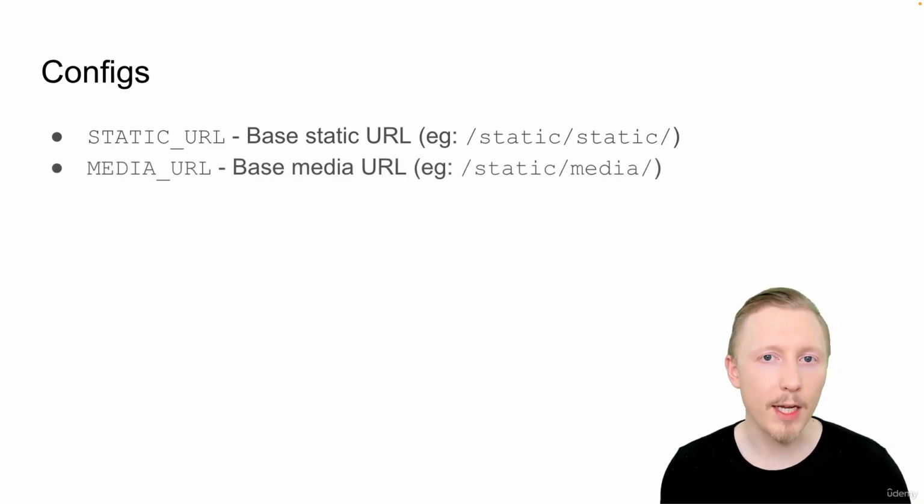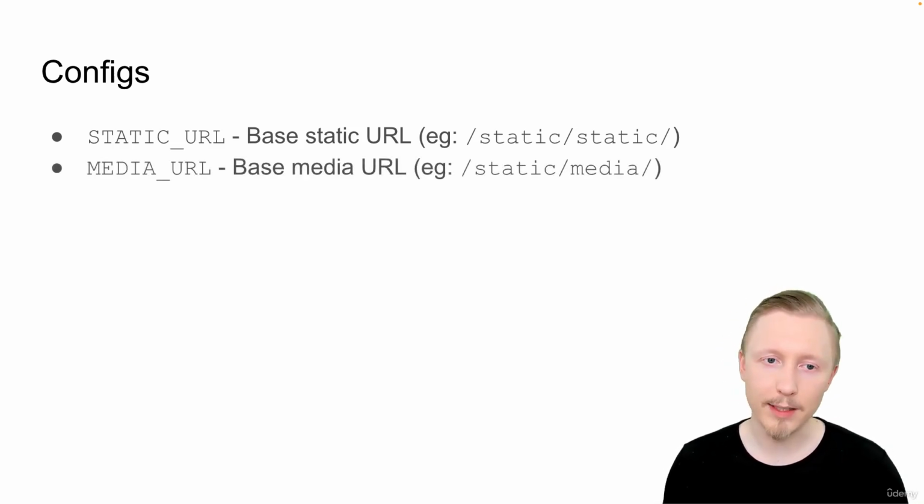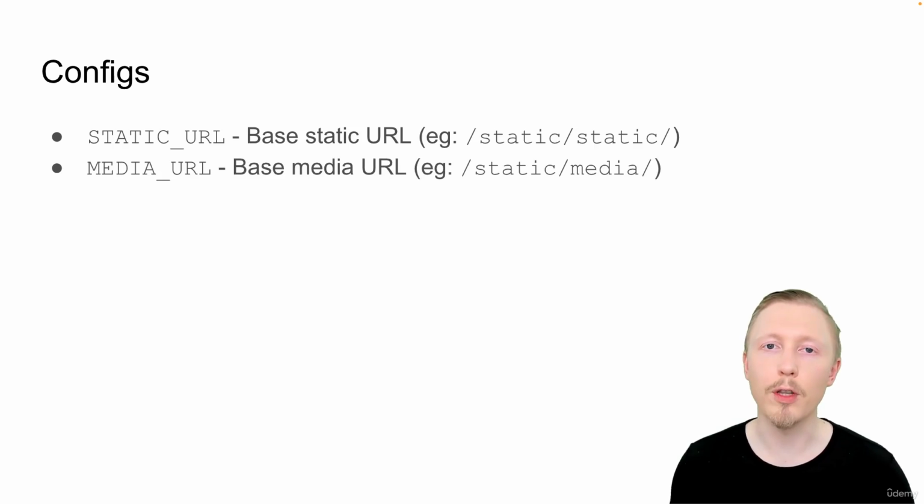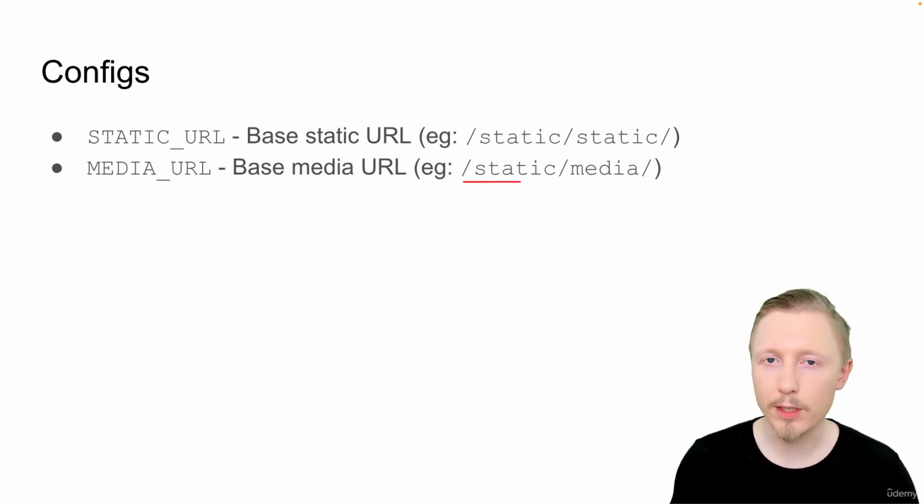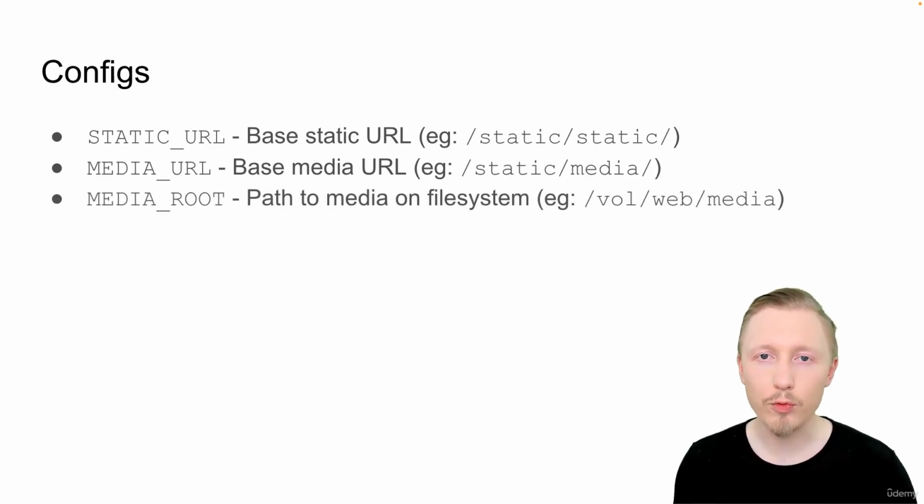Then we have MEDIA_URL. So this is the same as static URL except specifically for the media files. In our case, we're going to be using the base URL /static/media. And then you have MEDIA_ROOT.